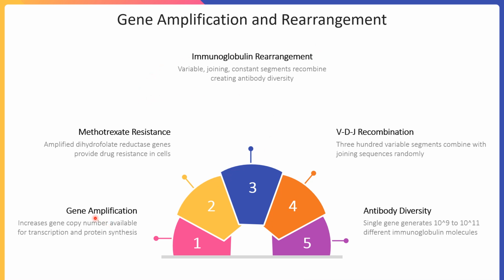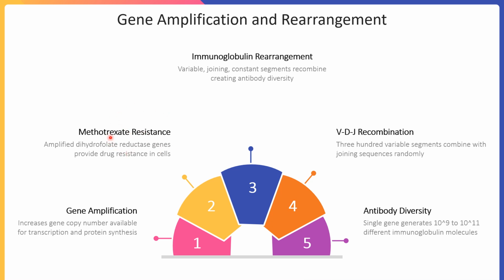So the first thing is gene amplification. That is, if we need some product to be produced more, we can amplify that gene in more numbers. So increasing gene copy will increase the transcription and thereby increase the protein synthesis. One example to understand this is the drug called methotrexate. What is it? It will inhibit the dihydrofolate reductase enzyme. This drug is used for cancer treatment. When we treat a patient with this drug for a long time, it causes resistance to this drug.